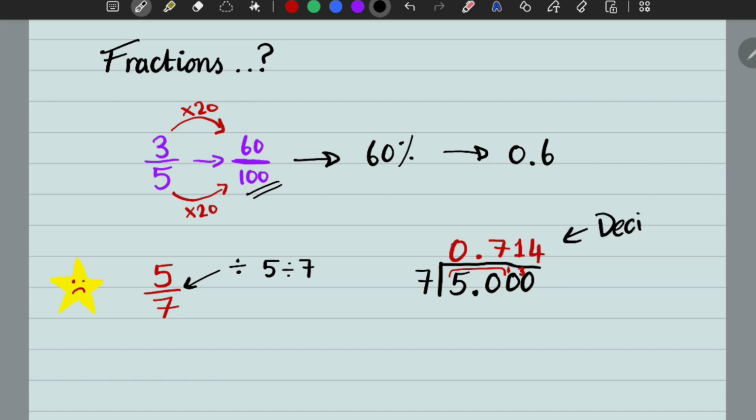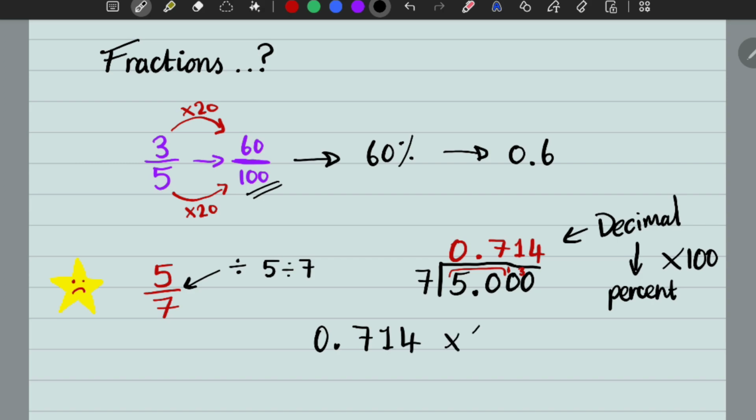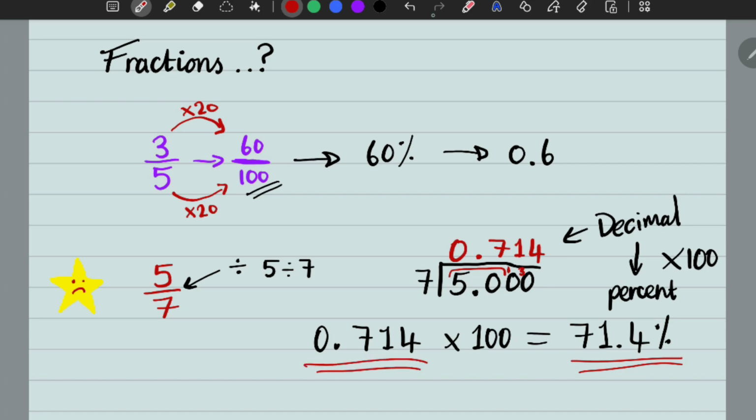There is my decimal. And if I want to turn it into a percentage, then all I need to do is times it by 100. So let's do that. Let's do 0.714 times it by 100 leaves me with 71.4%. I know I've got a little bit messy around here, but hopefully you can see exactly where we've gone. We've got 5 sevenths, 0.714, and 71.4%.